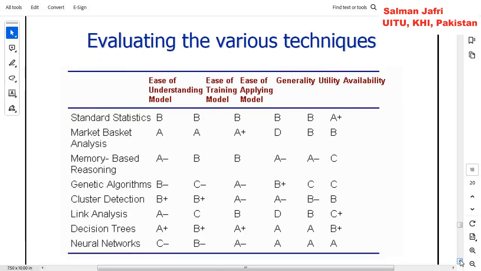So when we evaluate the various techniques, these are the results that we get, right? These are the grades against the respective things we want. The higher the grade, the better the model is at a particular task. For example, market basket analysis is good at understanding the model and good for ease of training the model. Application is extra great in this. Generality, it does not score high. For utility, it is okay. For availability, it is okay. So hence, these are the analysis of the different techniques.